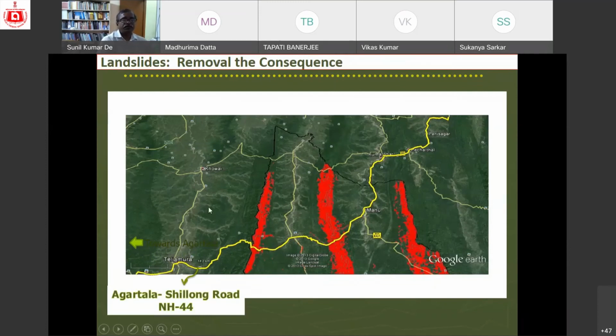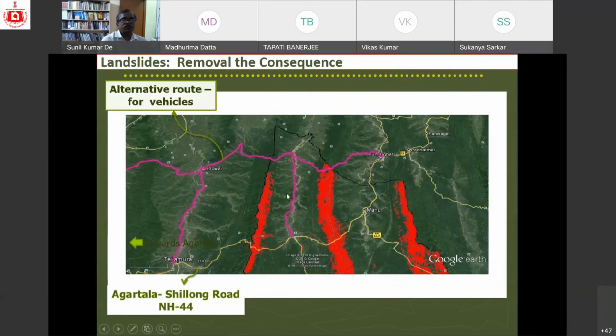We propose an alternative way. There is already a road called the bypass. The bypass is not so wide. So we have proposed that these are the landslide affected spots, and that this should be the feeder road. This road should be widened and considered as NH 44 instead of this one. So the expenditure will also be less, and the landslide fatality will also be less. In this way we can propose the necessary measures to the competent authority.